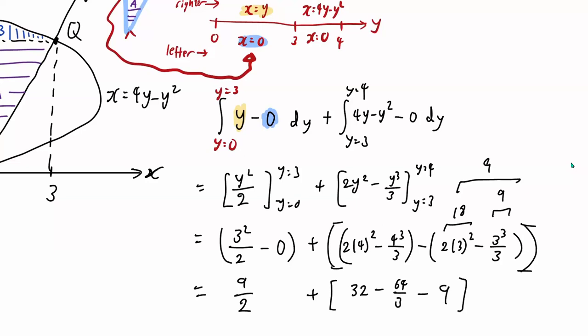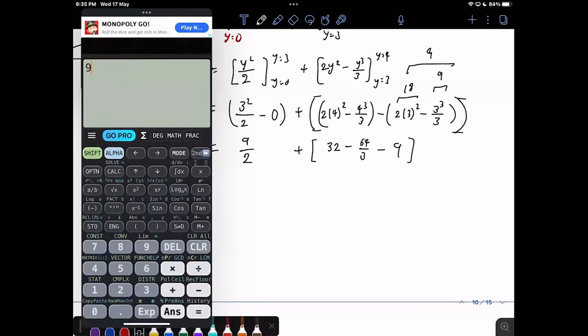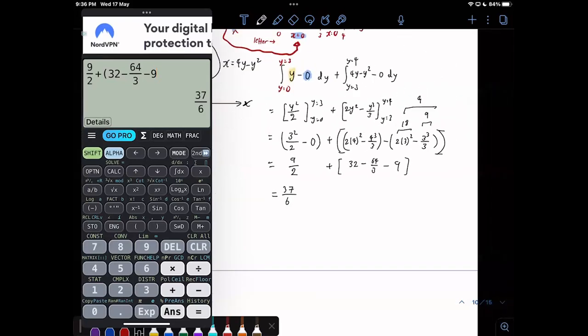Good. Okay. You know what, at this stage, I'll just use a calculator. Let's see what we get. So 9 over 2 plus bracket, I don't need that bracket actually, minus 64 over 3 minus 9. And I get 37 over 6. Okay.